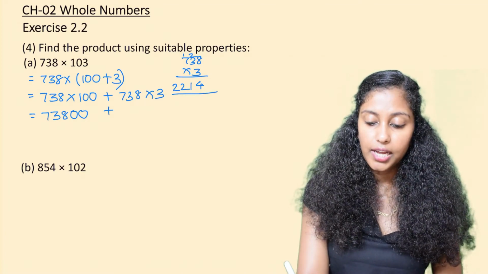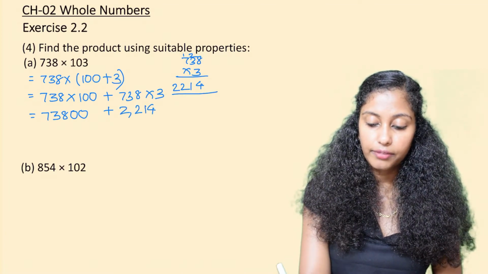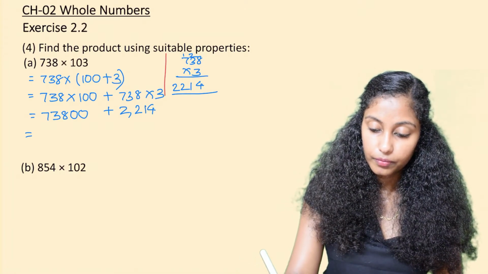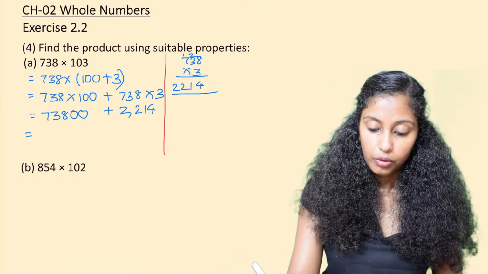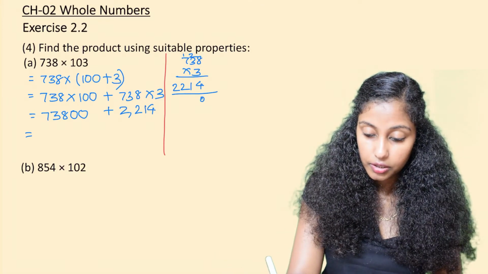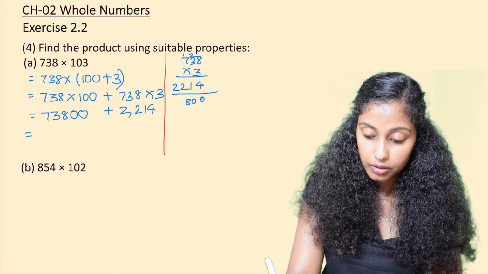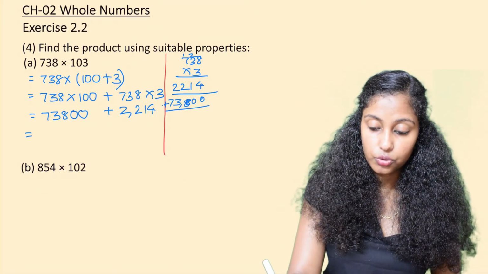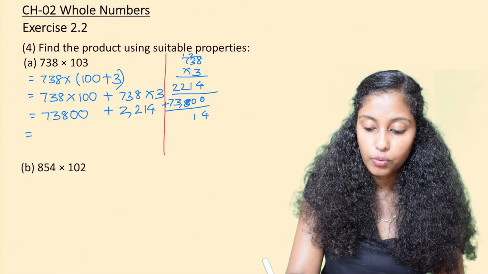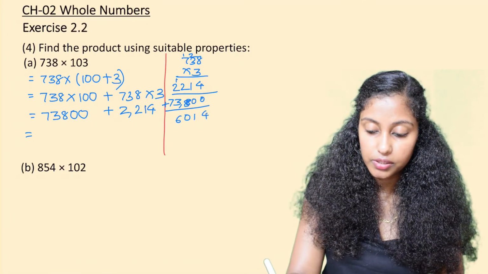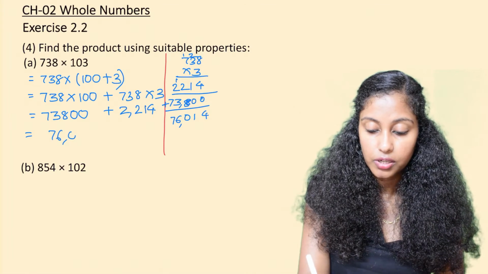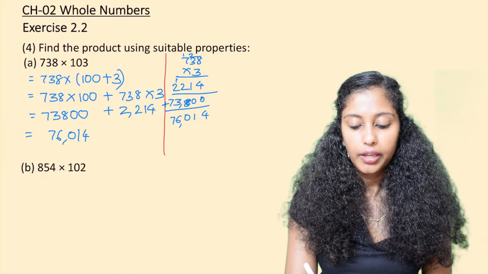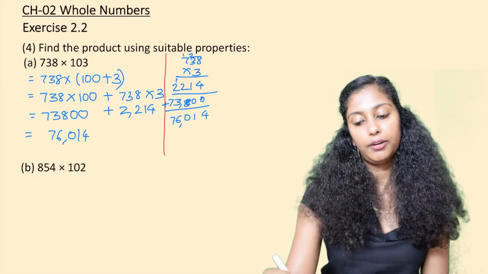So we get this as 2214. And now we just add 73,800 to 2214. So what we get is 76,014. Now the next question is 854 multiply 102.